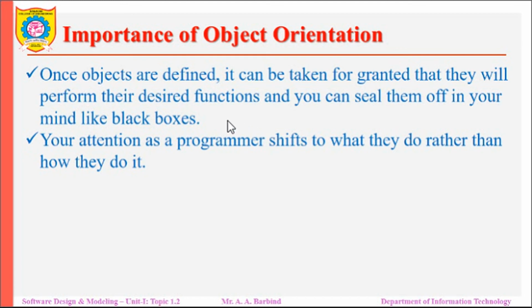Once the objects are created, they may be very complex objects, but once designed, you can forget the details of that object and just keep in mind how it is to be used. You can treat the object as a black box, so whatever is inside, you don't have to worry about it. Your attention as a programmer shifts to what they do rather than how they do it. The details are kept hidden.